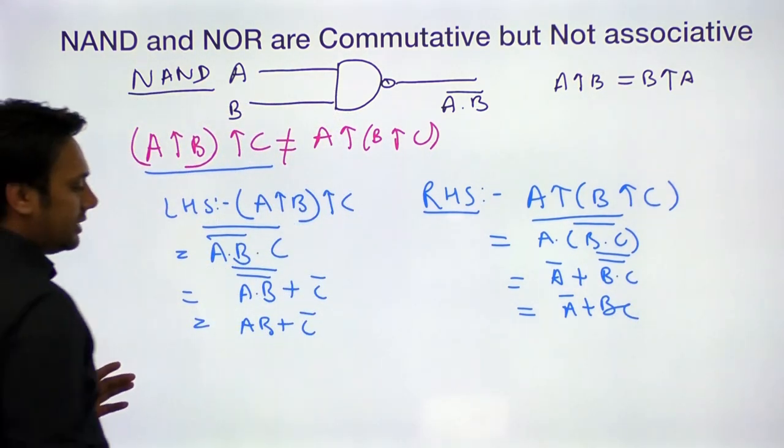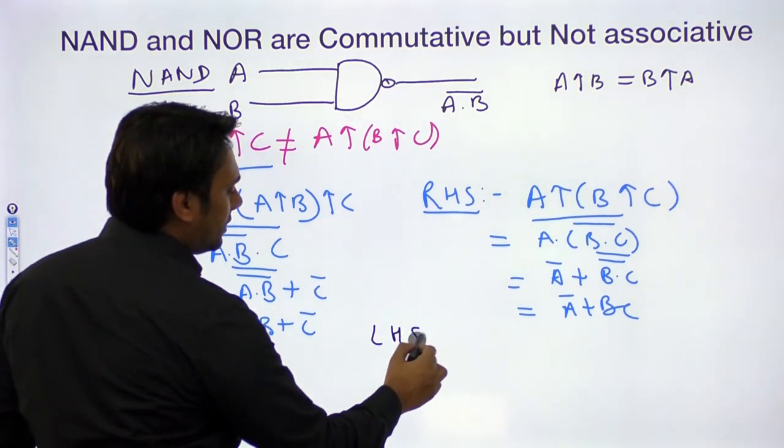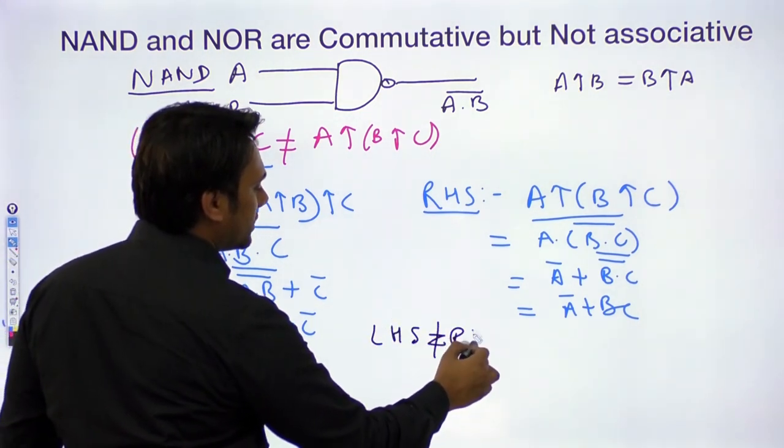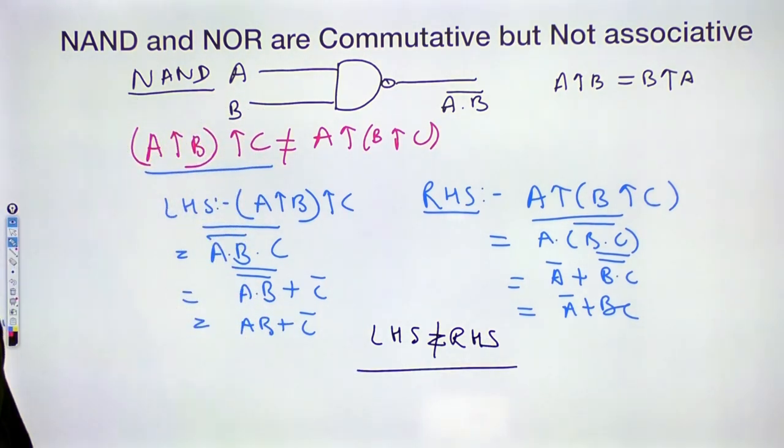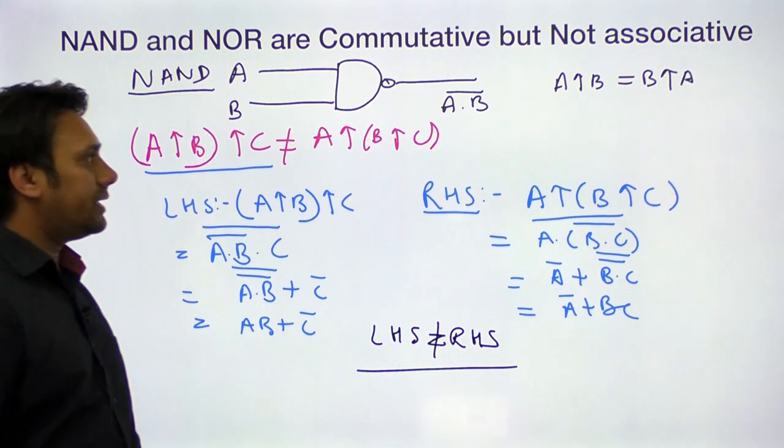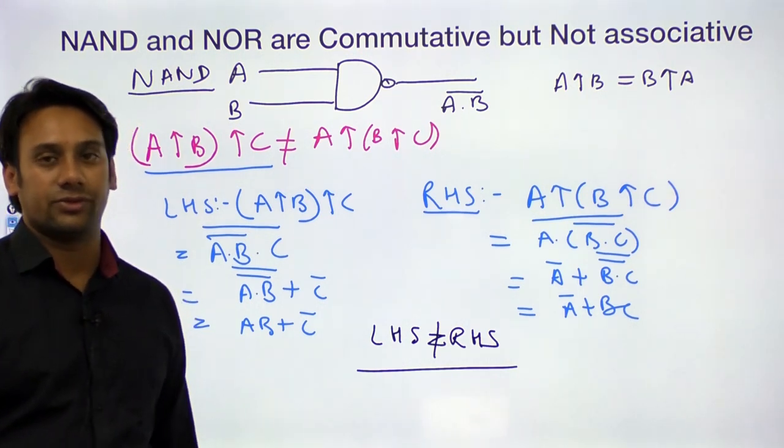And you can clearly see here that left hand side is not equal to the right hand side. That is why I can clearly say that NAND gate is not associative.